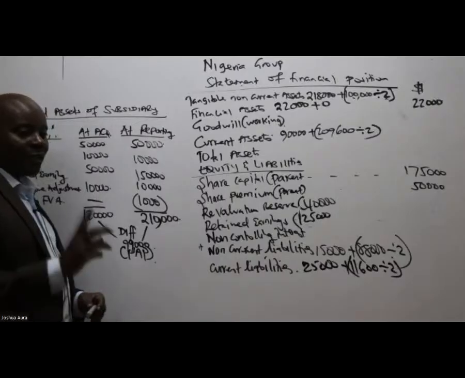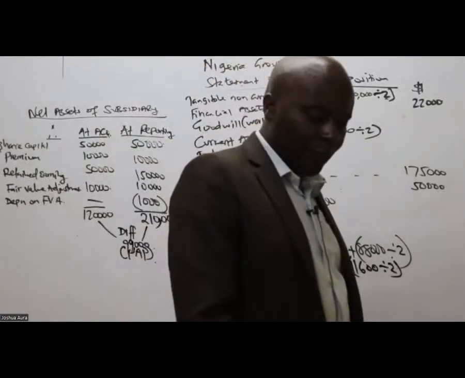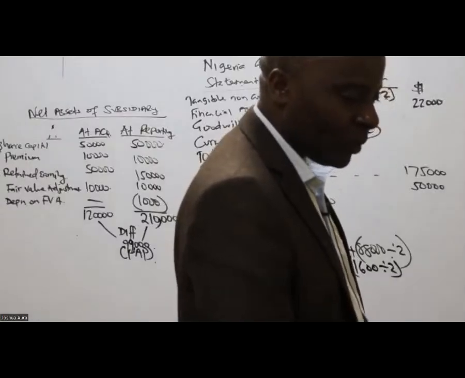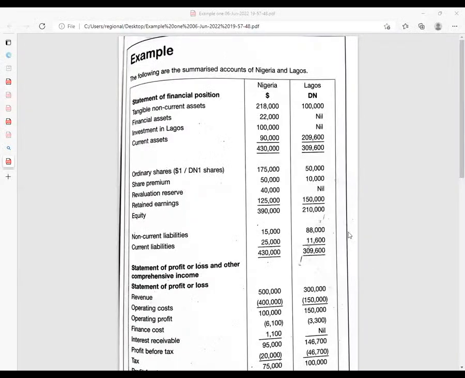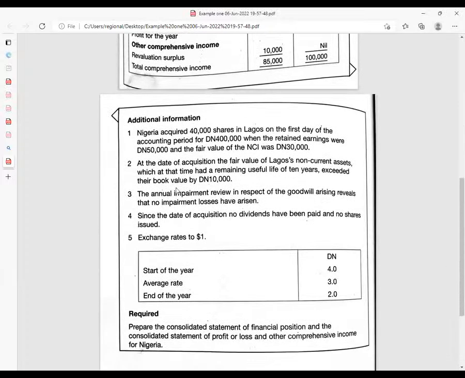There's a student who wants me to repeat something on this fair value adjustment, the valuation of assets of the subsidiary when you are acquiring them. So like now here, they have told us something very nice. They've told us here that at the date of acquisition, the fair value of Lagos non-current assets, which at that time had a remaining useful life of 10 years, exceeded their book value by 10,000.